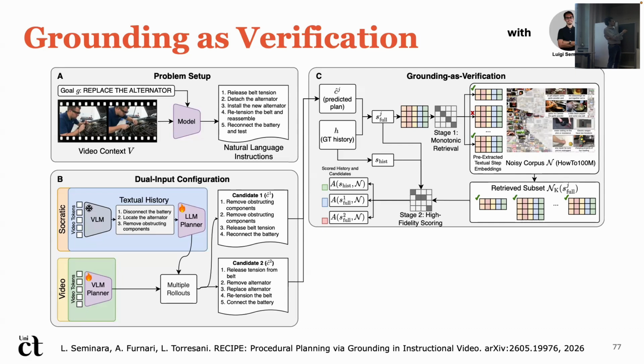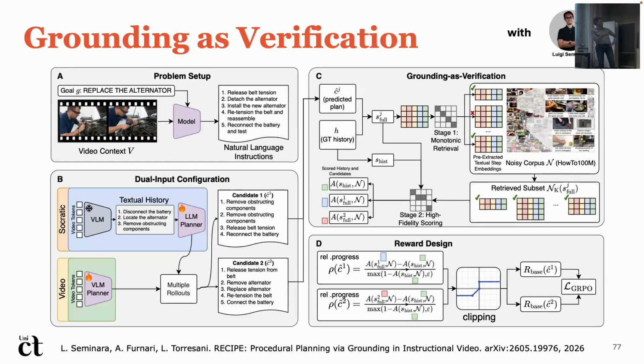And this is how it works. So we do multiple rollouts of different candidates, and then we match the candidates to HowTo100M, and by using the input history, we look for similar trajectories in HowTo100M, and then we obtain a subset of these trajectories. And after we obtain this subset, we do a high fidelity scoring that is a bit more expensive, and we score each of the rollouts. So the idea is that we assign a reward to the rollout. If we find trajectories in HowTo100M that are similar to the trajectories that the LLM is predicting, then we are going to reward them positively. And then we apply GRPO.